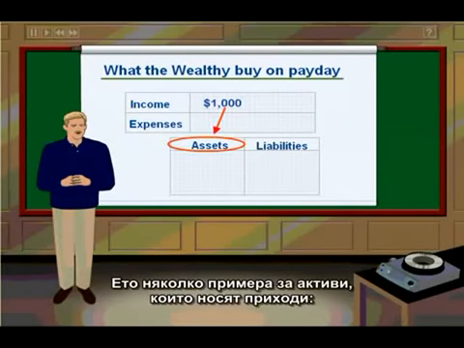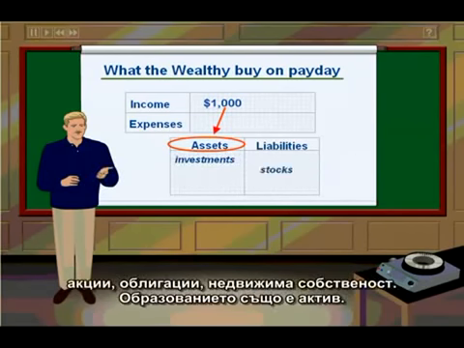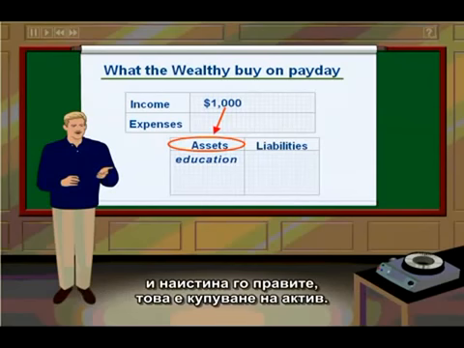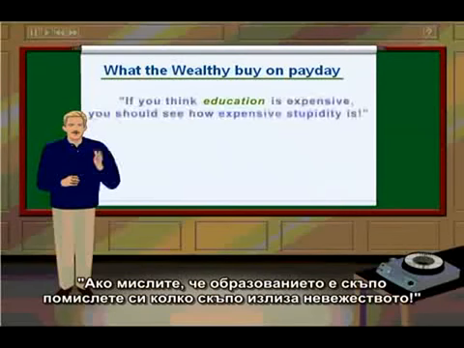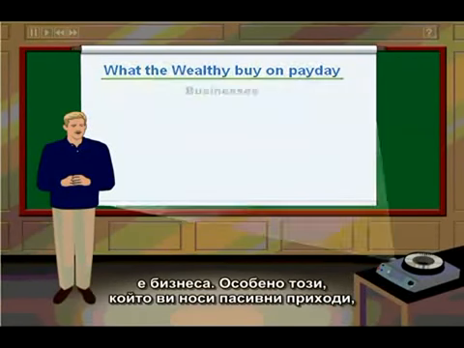Here's a couple of examples of assets that produce more income. Investments are the obvious: stocks, bonds, real estate. Education is another asset. If you learn how to do something and actually do it, that produces more income. That's buying an asset. I heard a great expression once: if you think education is expensive, you should see how expensive stupidity is.